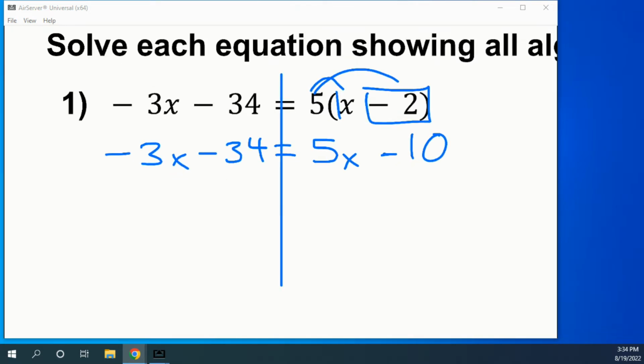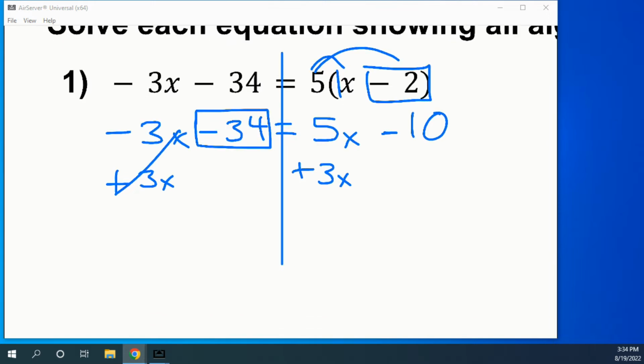What I would do is I would add 3x to both sides. You can also subtract the 5x, that is fine, but you'll get a negative coefficient, and I like using positives. Don't forget that your 34 is negative, so we'll bring down the negative 34. 5x plus 3x is 8x. Bring down the minus 10.